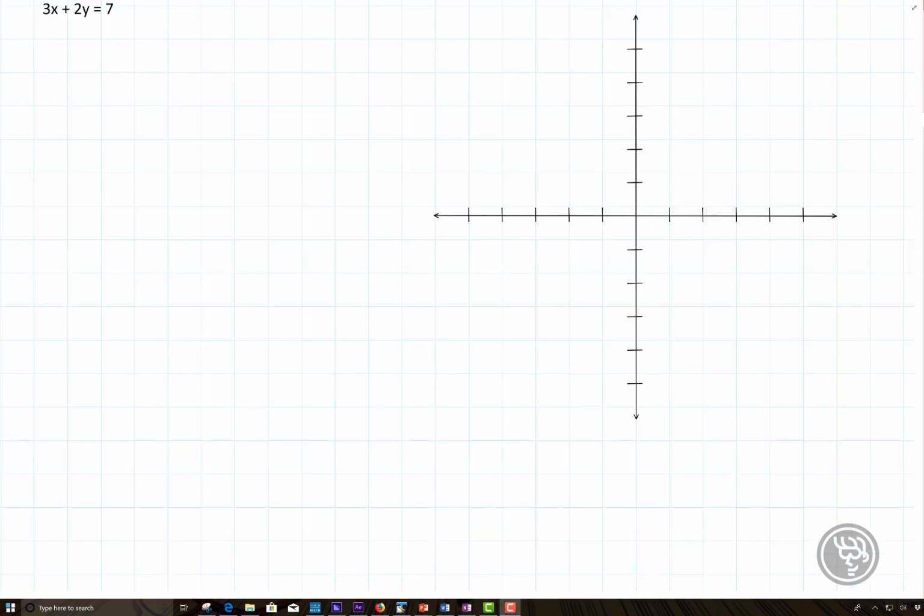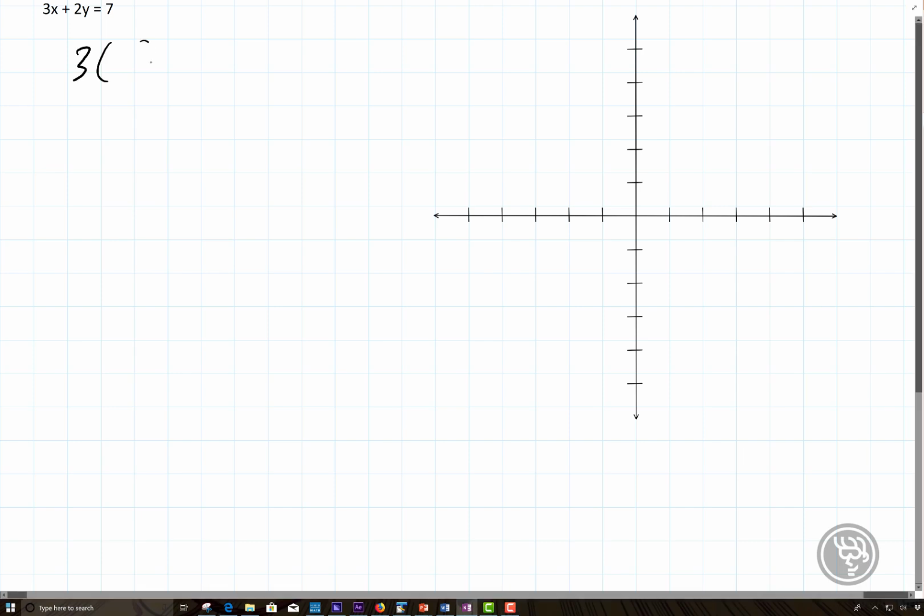Here we have 3x plus 2y is equal to 7. It's no different than what we've done before. Let's set x and y to 0 and solve to get our points. Let's start with the first one. 3 times 0 plus 2y is equal to 7. The 3 and the 0 will go away, and now you have 2y is equal to 7. Divide by 2, y is equal to 7 over 2.